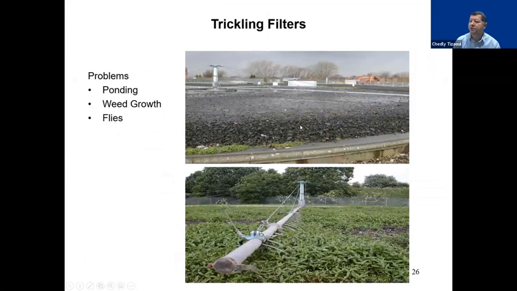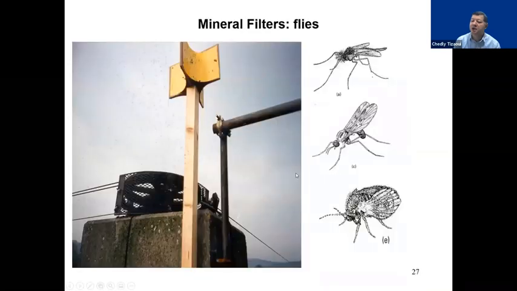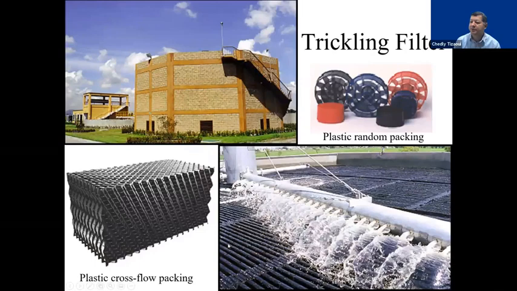Some of the problems with the filters: you may have growth of vegetation like that. You may have ponding, where the water forms ponds on top of the filter because the flow is not good enough, maybe because the filter is blocked. Also you may have flies, which can be a problem for these filters.